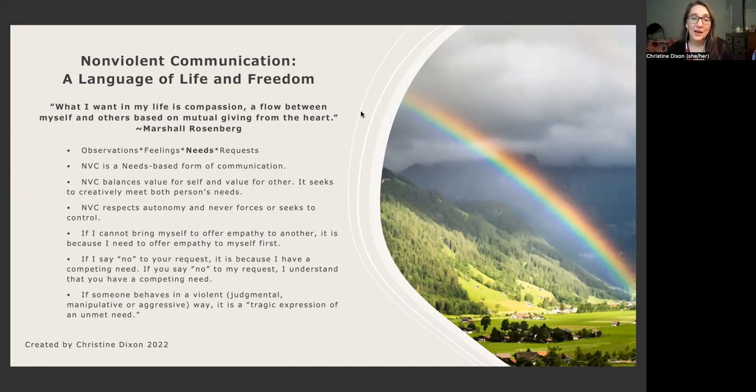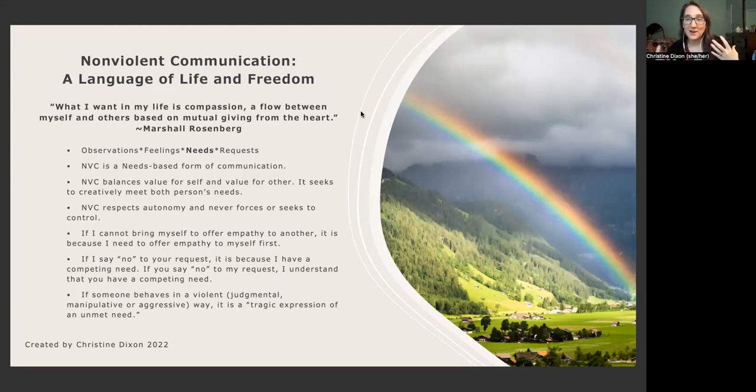And then finally, a really important phrase that you'll hear me use a lot, that I love, that Marshall Rosenberg uses, is that if someone behaves in a violent way, which just means that they're being judgmental, manipulative, or aggressive in some way, it is, quote, a "tragic expression of an unmet need," unquote. So when someone is lashing out, or maybe when a part inside of us is lashing out, or we find ourselves blended with that part lashing out, we can get curious. That means there's an unmet need. Now, I know that you're tragically expressing it, because when we behave in that violent way, we're less likely to actually get our need met.